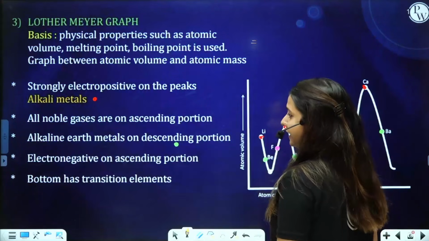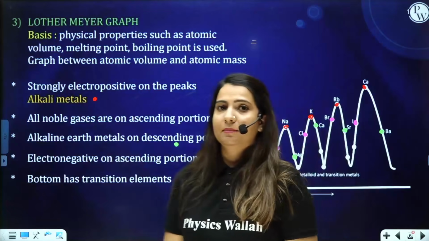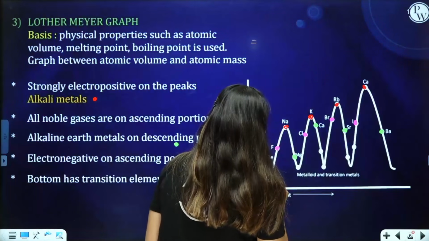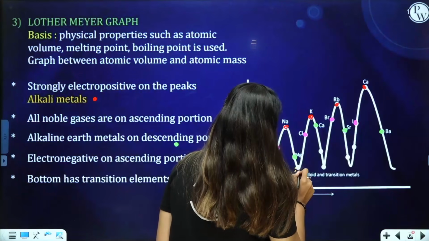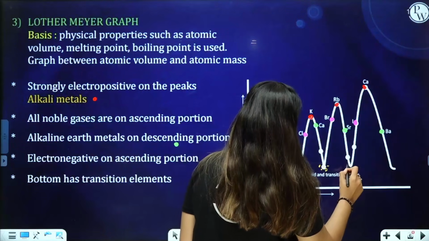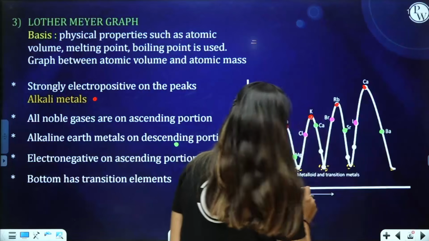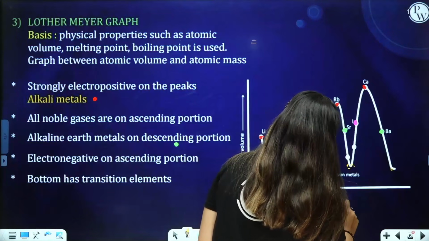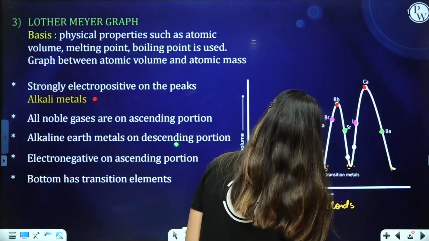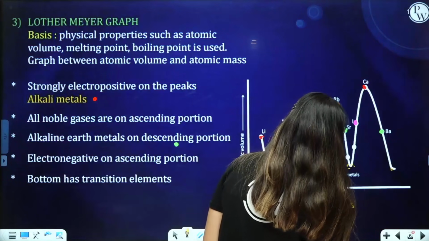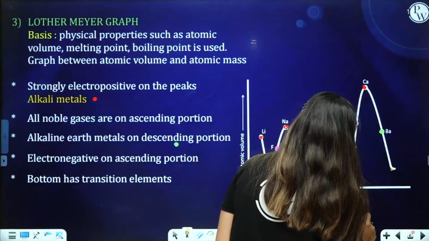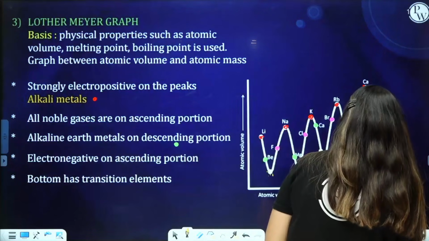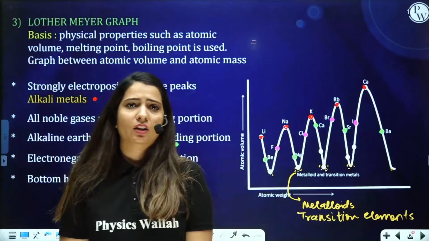Next, at the bottom we have the transition elements, and even the metalloids are also present. Like if I say these elements which are present over here, these elements which are present over here, you can write over here that these are your metalloids, or you can say simply these are transition elements. You can call them metalloids or you can call them transition elements. So it is very important to understand where all the elements are present.